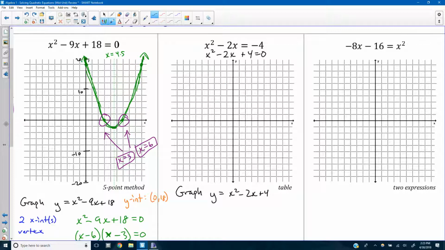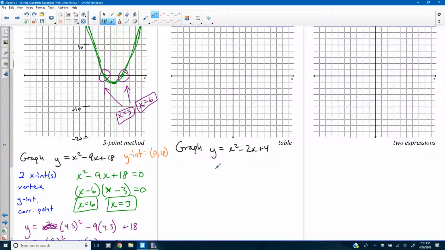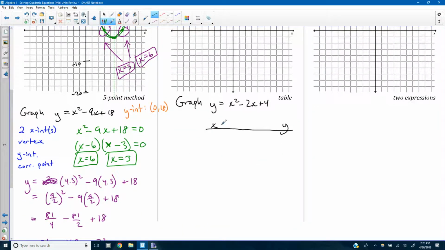Now, first things first, the 5-point method is not good for this problem because it is not factorable. There are no two numbers that multiply to positive 4 and add to negative 2. So the 5-point method for me is already out. That's why I'm opting to do my other way here. So I'm just going to use a table. I'm going to do an XY table, and I like to write the expression in between, at least with you guys, to really show how to substitute things in.